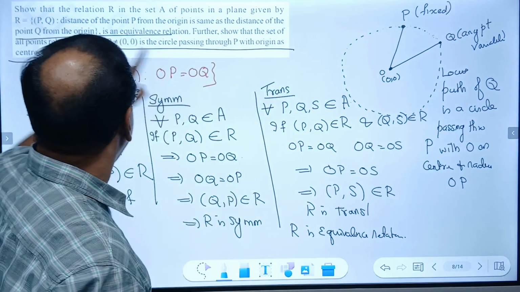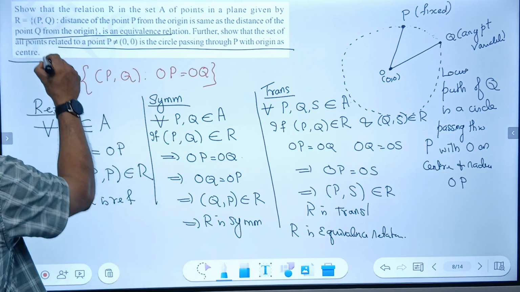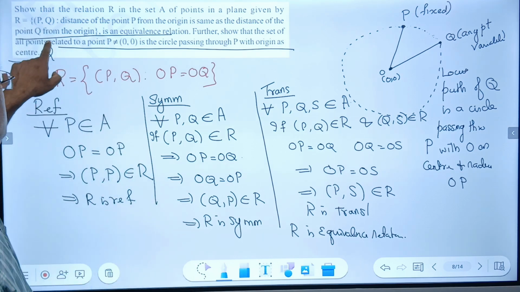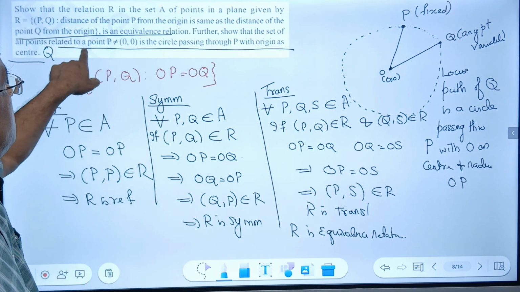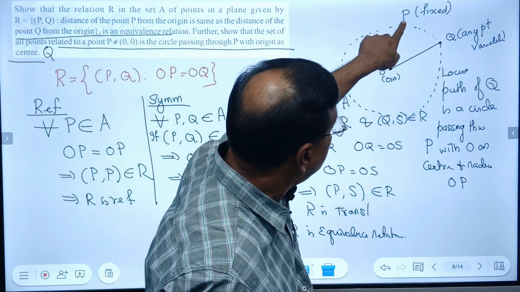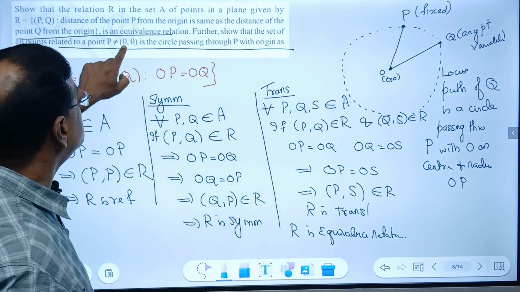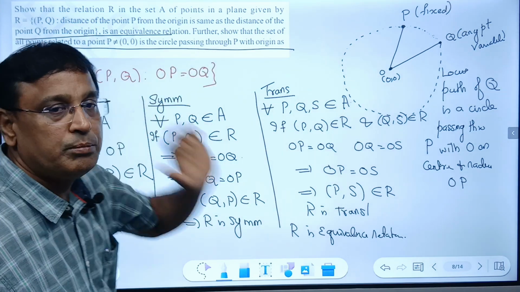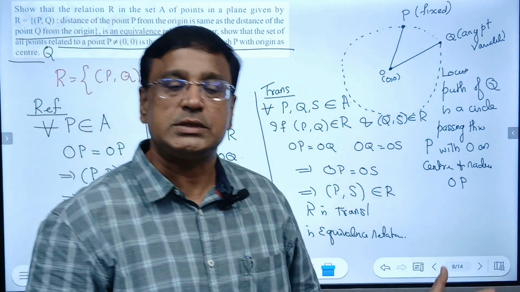Further show that the set of all points. Here the set of all points is Q, passing through P. So the set of all points passes through P with origin as center and radius OP. I hope this is clear to you.